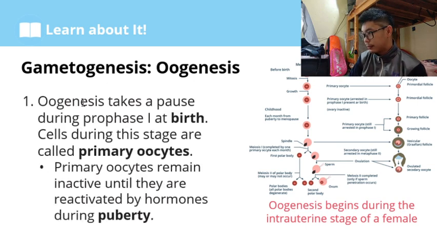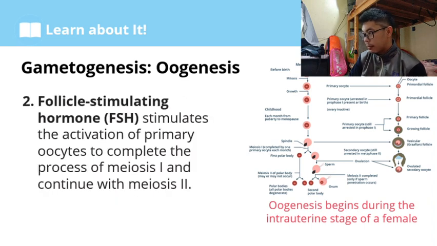This is usually happening during puberty, because this is the only time that mature egg cells are being created. Now, there are lots of things involved in the female production of egg, which are composed of different hormones. You have your follicle stimulating hormone, or FSH, for the activation of your primary oocytes to complete meiosis 1 and continue with meiosis 2. The female needs this FSH in order to produce an egg.